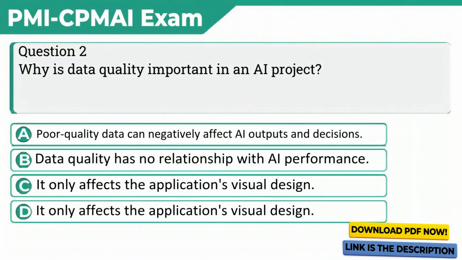Question 2. Why is data quality important in an AI project? A. Poor quality data can negatively affect AI outputs and decisions. B. Data quality has no relationship with AI performance. C. It only affects the application's visual design.